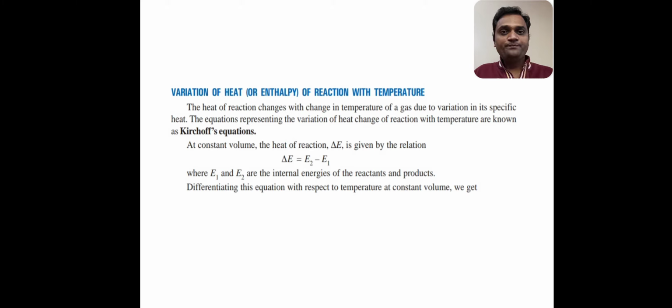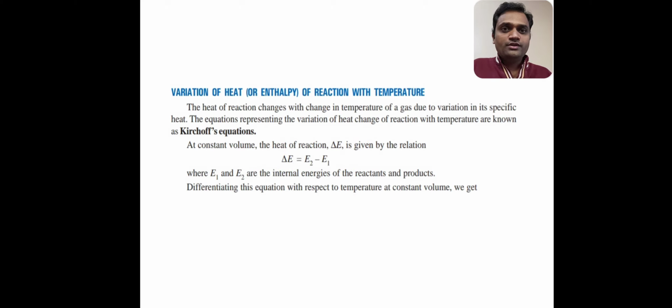Now see, there are two cases here. Let us start with case 1. Case 1 is at constant volume. So, at constant volume, the heat of reaction, we say it as delta E, is given by the relation delta E is equal to E2 minus E1.